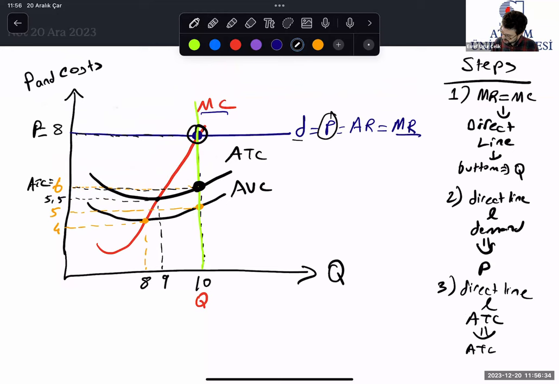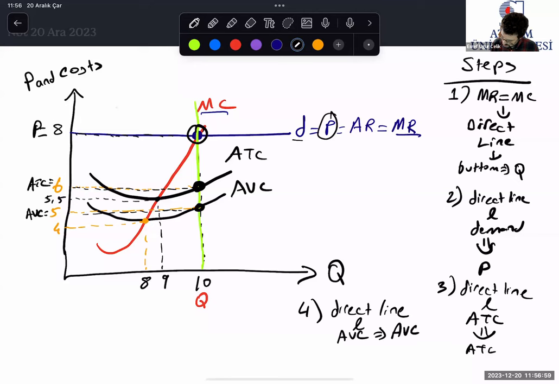Then the fourth step, this time the intersection point of direct line and AVC gives the value of average variable cost. So that intersection point is over there. So 5 is AVC. Okay. Then you are able to find all the answers.